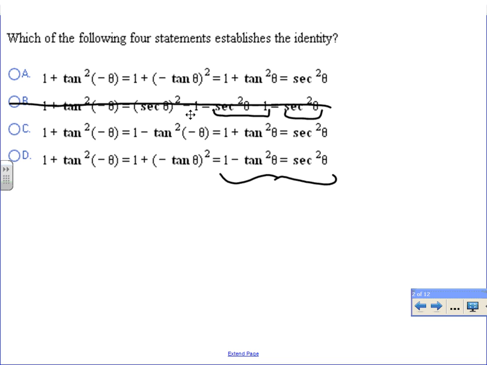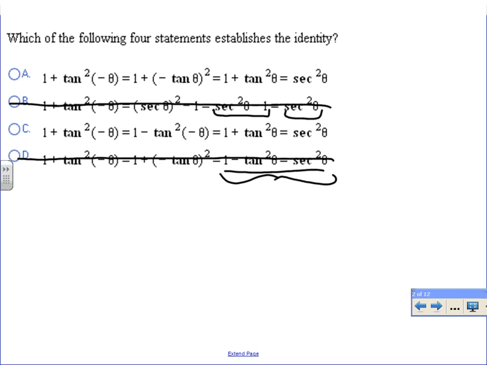Now, C has the same thing that A had, so it would be valid. And now choice D, you've got 1 minus tangent squared is equal to secant squared. Well, that's not true, because it should be tangent squared plus 1 is secant squared, or 1 plus tangent squared is secant squared. So that one was false too. And so you see, just by looking at the last step, I've eliminated those two choices.